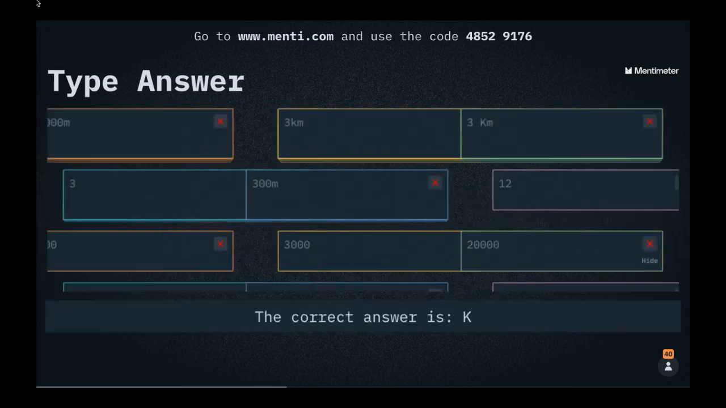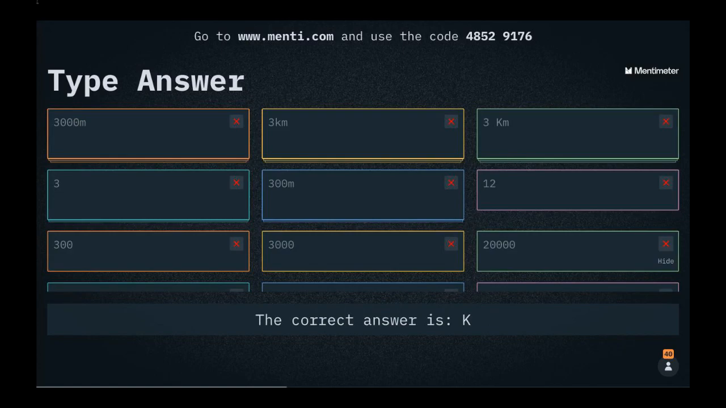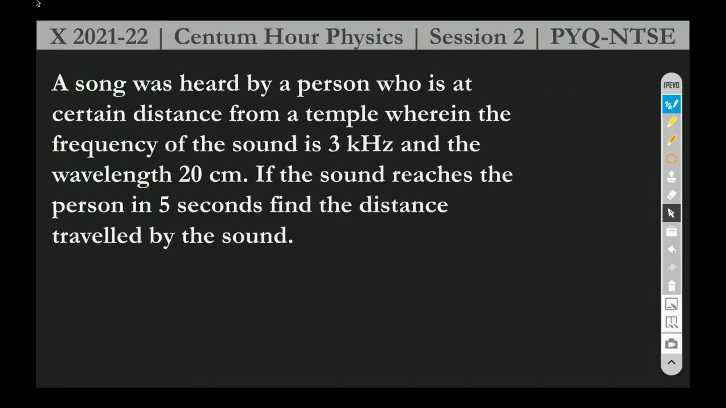So it's 3000 meters, right? Let's see, I haven't even looked at it and solved it. So guys, you know that the speed of sound or any wave in that matter is its wavelength multiplied by the frequency. Wavelength is given as 20 centimeter and frequency is given as 3 kilohertz. So it will come out to be 600 meter per second.